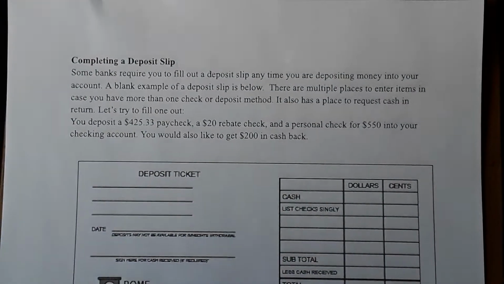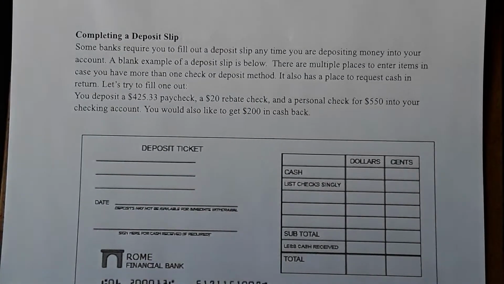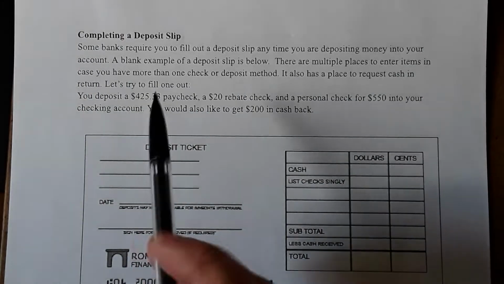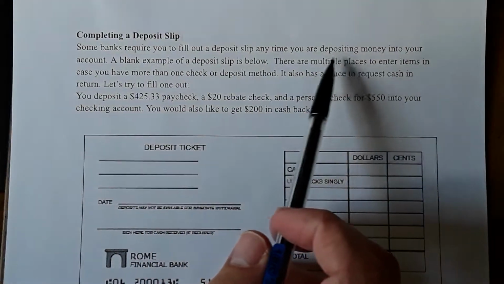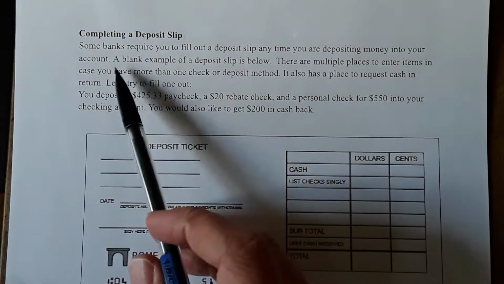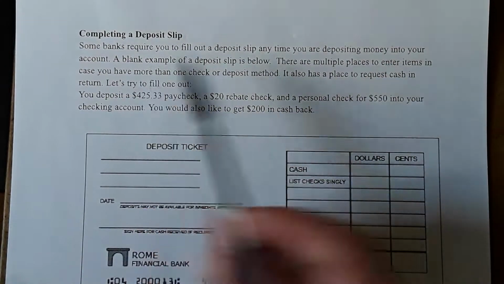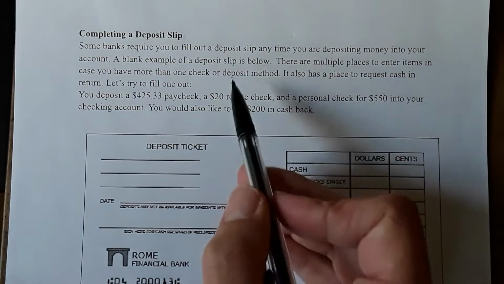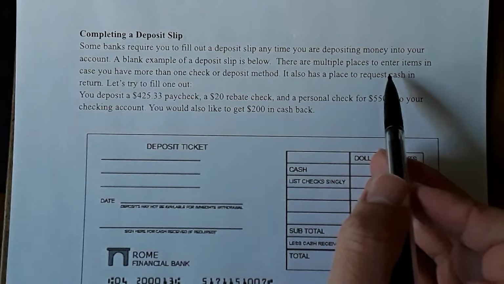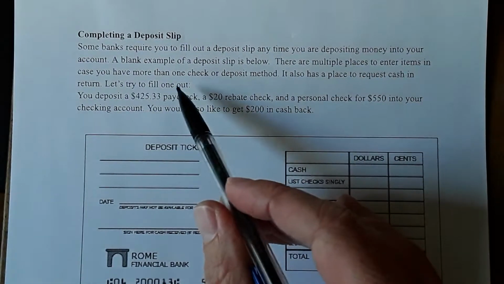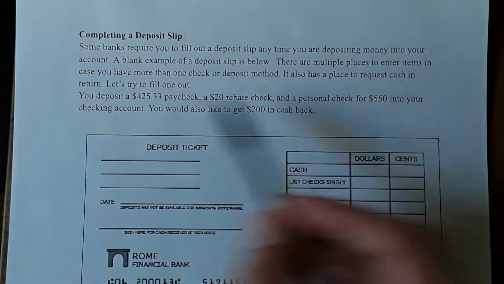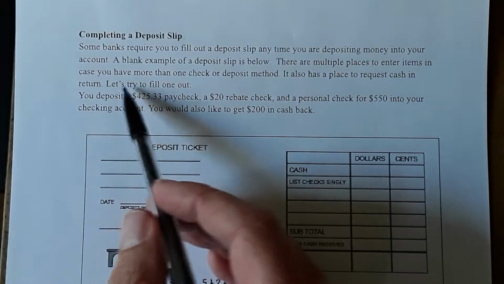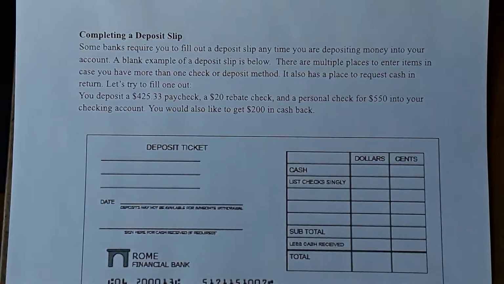The next part, and this is, again, for some banks an optional thing, but some banks require that you fill out a deposit slip anytime you are depositing money into your account. A blank example we'll see down below here. There are multiple places to enter items in case you have more than one check or deposit method. It also has a place to request cash in return. So let's try to fill one out here.